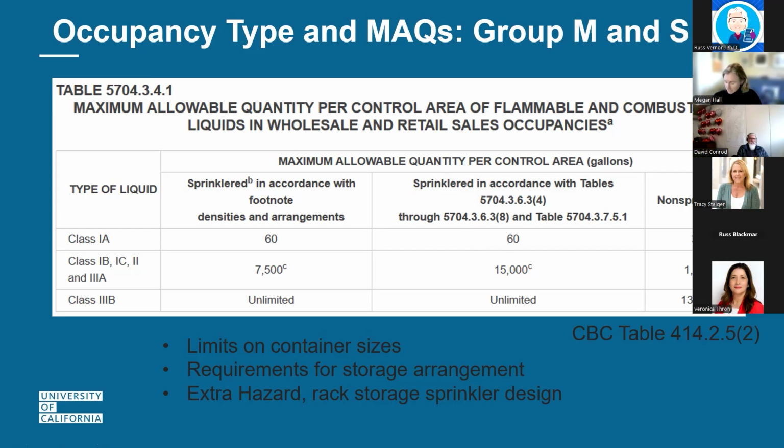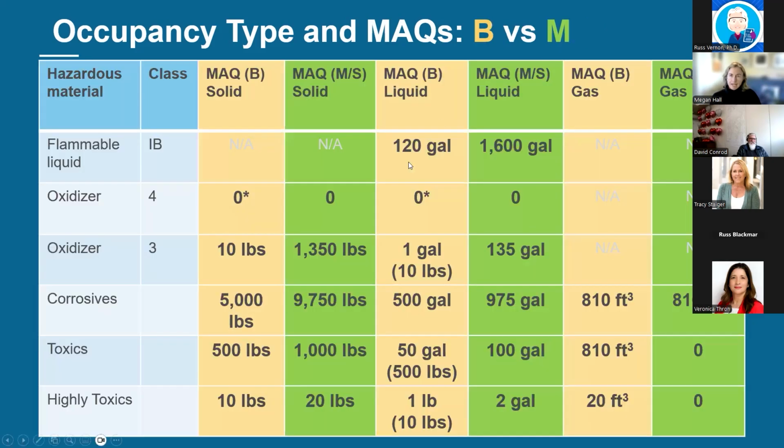if you want to apply this. Okay, so let's compare our B in yellow and M for a couple examples. The flammable liquids, class 1B, that's again like ethanol, let's say rubbing alcohol. You could have 120 gallons in a control area in a non-sprinklered building. In a non-sprinklered M or S, you could have 1,600 gallons of that stuff. So, big difference.